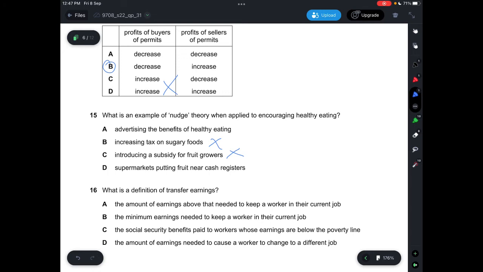A, advertising benefits of healthy eating, could be possible, but let's look at D. Supermarkets putting fruit near cash registers, this is correct. And this is an example of Nudge theory, because when you put it near the cash registers, people may consider buying the fruits. Right? So the best answer here should be D instead of A. Let's say D.